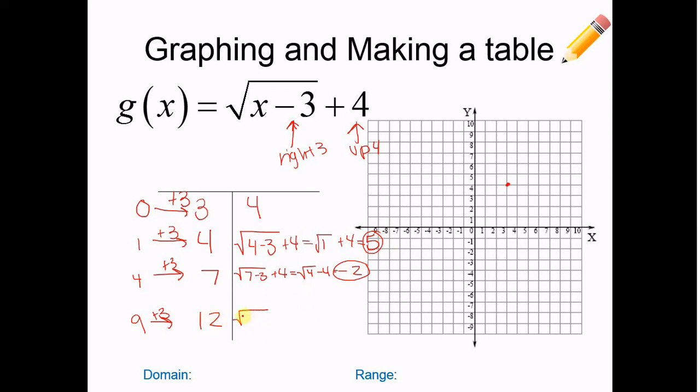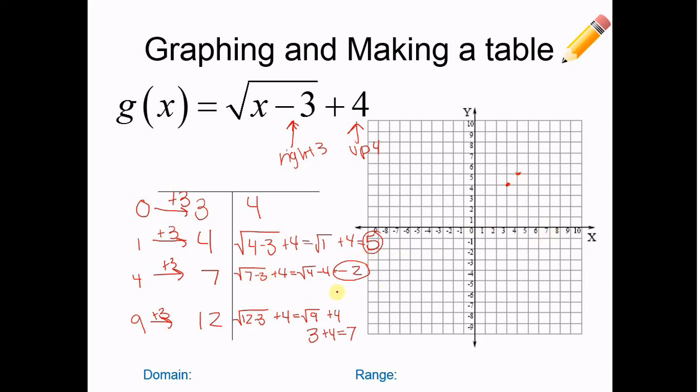Square root of 12 minus 3 plus 4. 12 minus 3, we know that's 9. Square root of 9, well, that's just 3. And 3 plus 4, well, that's just 7. So now we can actually graph this. We have 3, 4. We already have that point. 4, 5, right there. And 7, negative 2.